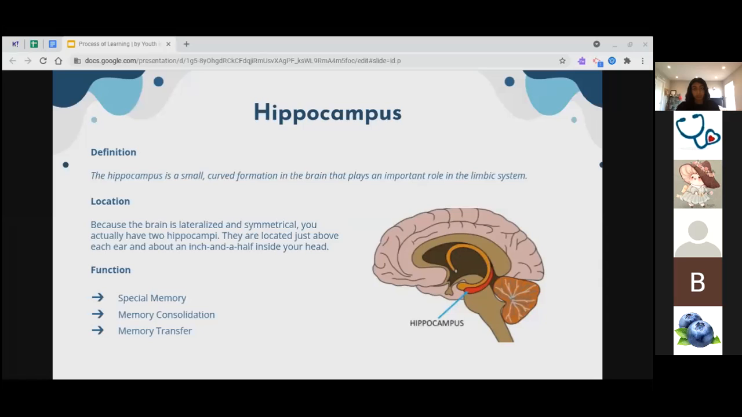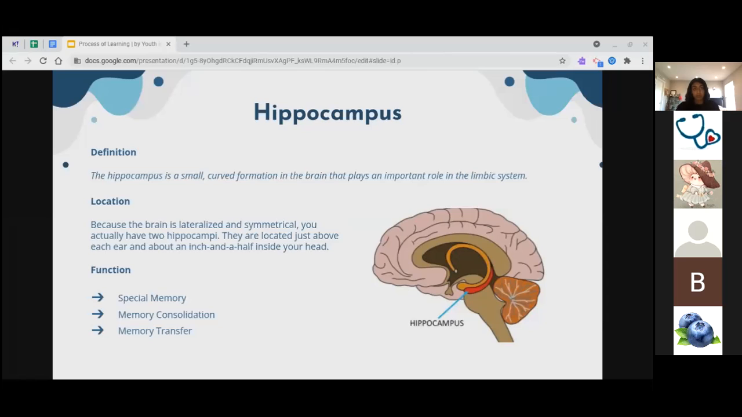So the hippocampus is a small curved formation in the brain that plays an important role in the limbic system. The hippocampus is involved in the formation of new memories and is also associated with learning and emotions. Have you ever noticed how a particular sense might trigger a strong memory? It's the hippocampus that plays a role in this connection.